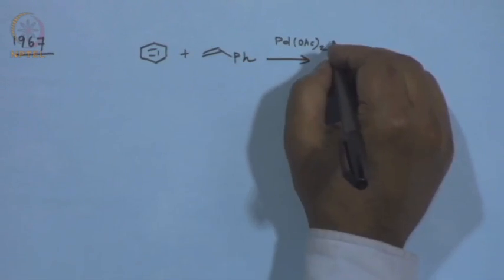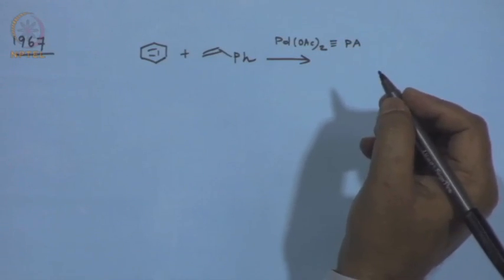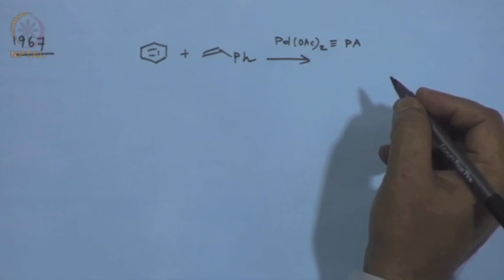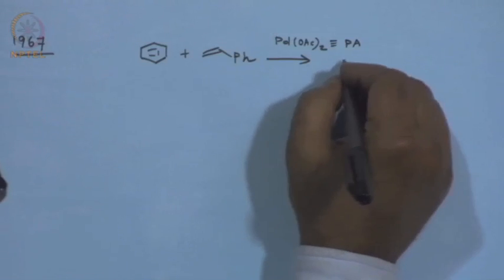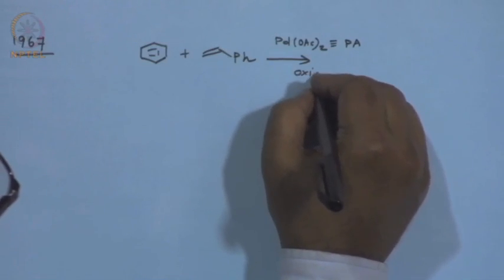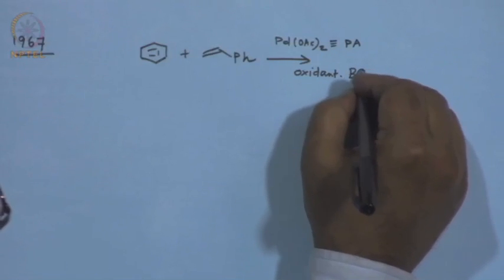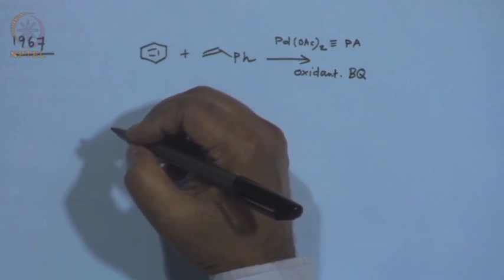So, from now onward I will write palladium acetate as PA, an abbreviation, because palladium acetate will come up many times in this lecture. So, I will write PA. And an oxidizing agent, an oxidant, many times is BQ. BQ is benzoquinone.